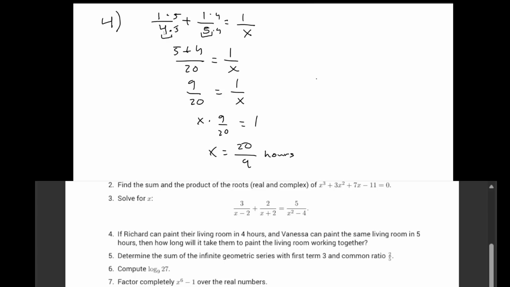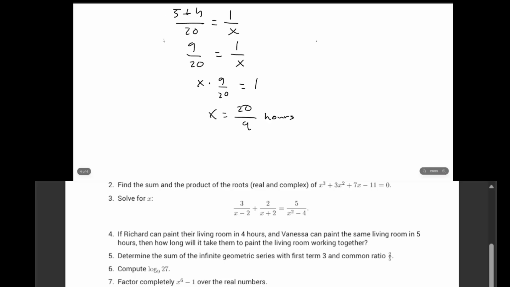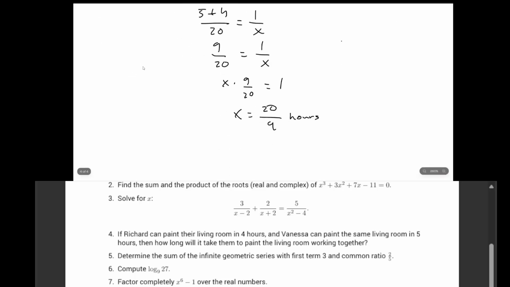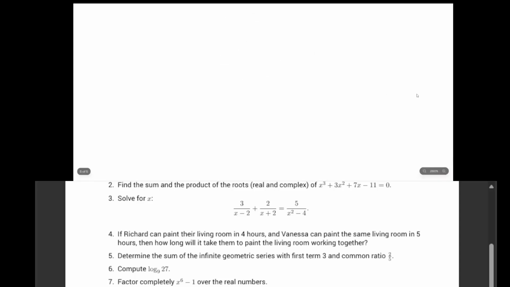One for one room is 4 hours. For one room, 5 hours. How long will it take for them for one room, for x hours? That's what we're trying to find together. So this is the together side. This is individual, individual. Okay, so work problems won't show up, I don't think, in this type of format in AP Calculus. I'm not 100% sure, but it's, again, really good to know all this stuff. I'm not saying never. So now determine the sum of the infinite geometric series with first term 3 and common ratio 2/5. This will 100% show up in AP Calculus.